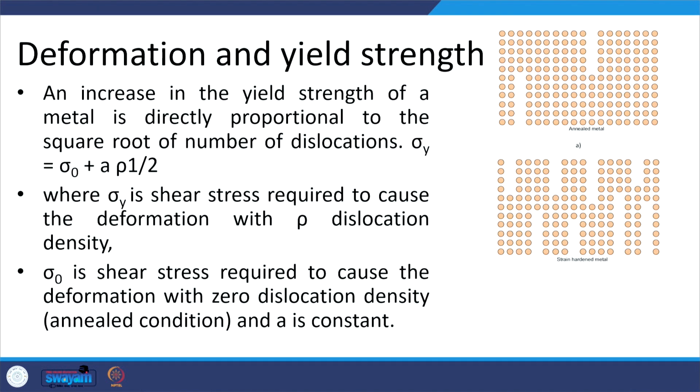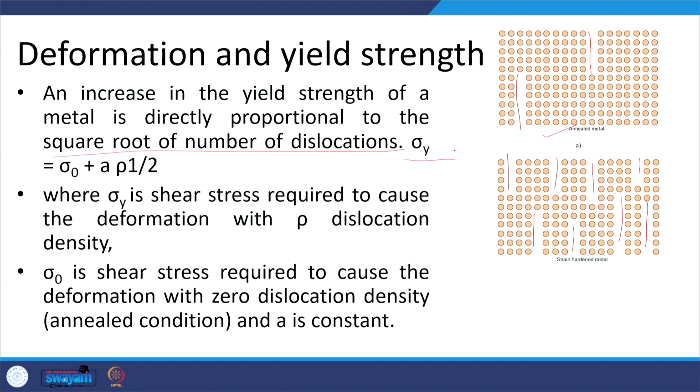What happens when the metal is subjected to plastic deformation? Initially, in the annealed condition, the metal may have a few incomplete planes of atoms, that is dislocations, and when the metal is subjected to plastic deformation, the number of incomplete planes increases, which in turn increases the dislocation density. So the increase in the yield strength of the metal is directly proportional to the square root of the number of dislocations developed by the plastic deformation.